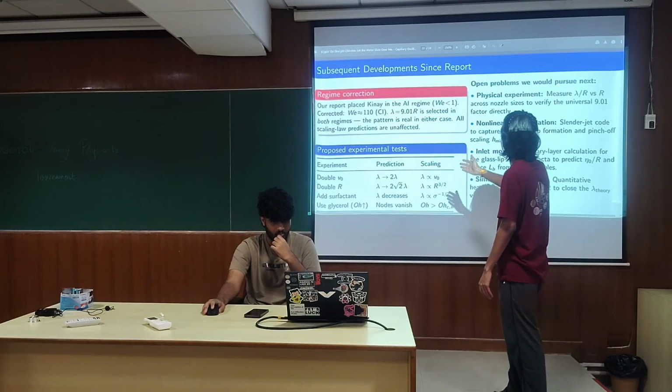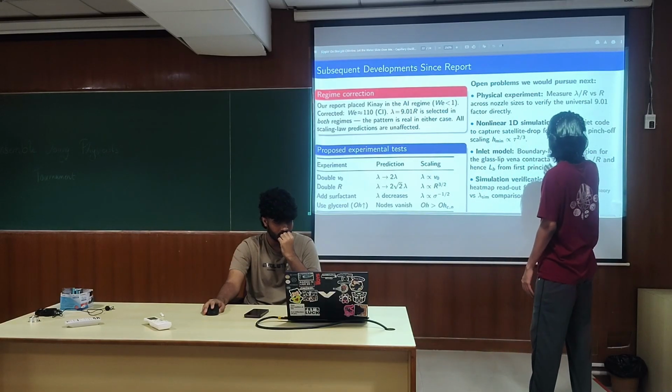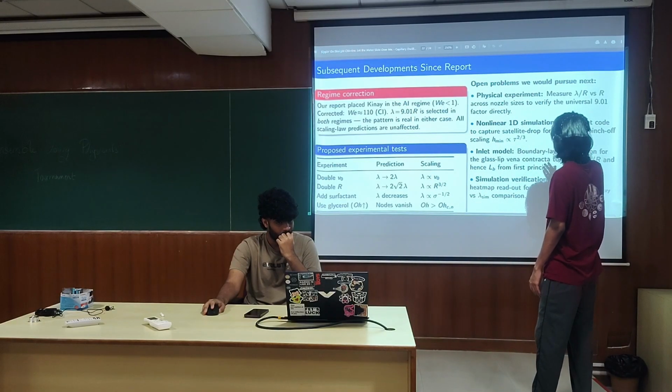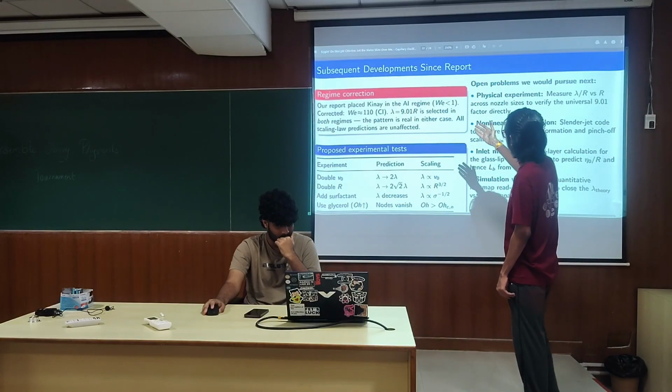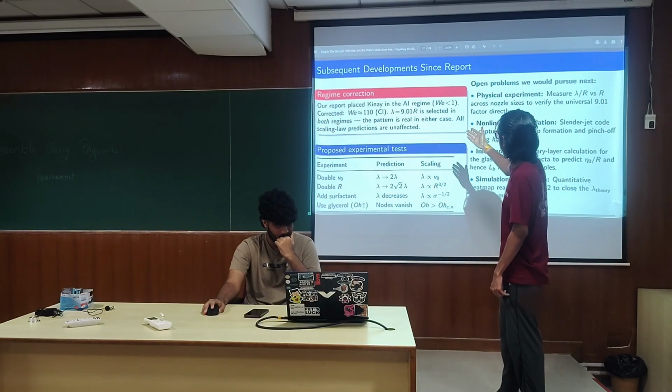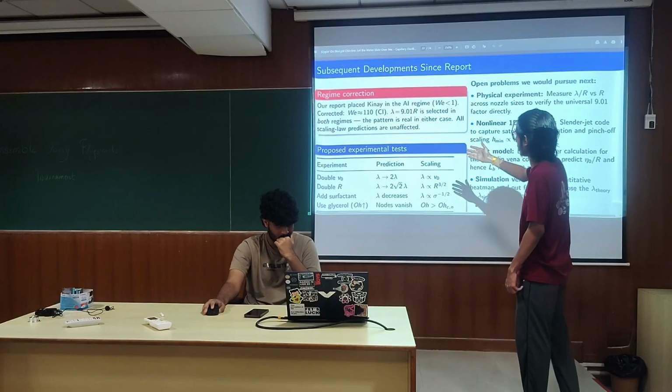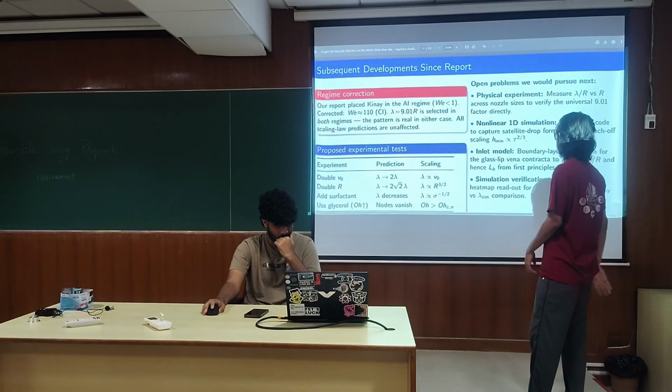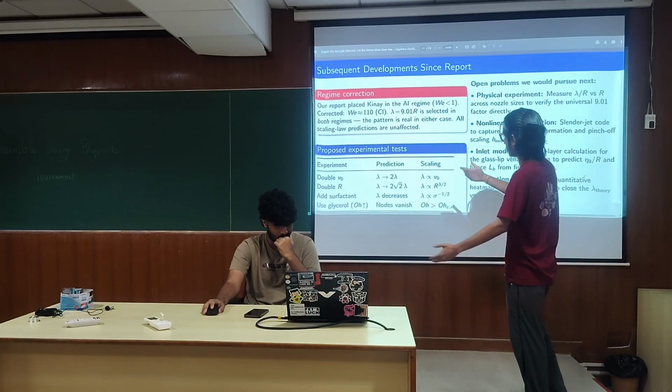These are the experimentations that are recommended, and simulation verification we have done. The physical experiment has been made, and we placed it in the AI regime and selectively both ways. The pattern is real in either case. All scaling laws are unaffected in both cases, so his prediction remains valid through and through.